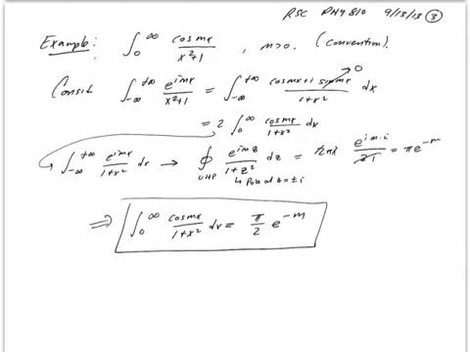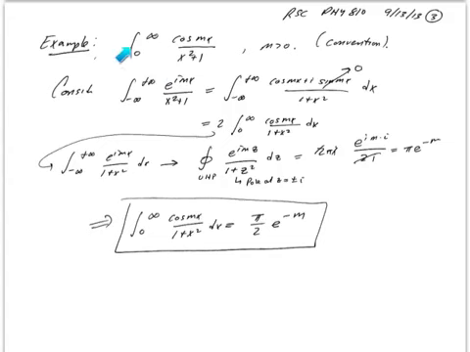Let's consider one more example of using Jordan's lemma. Let's consider the integral from 0 to infinity of cosine mx over 1 plus x squared dx, where m is a positive constant. Of course, this is just a convention because, in fact, cosine minus mx and cosine mx are the same thing. So by convention, we can take m to be greater than 0.